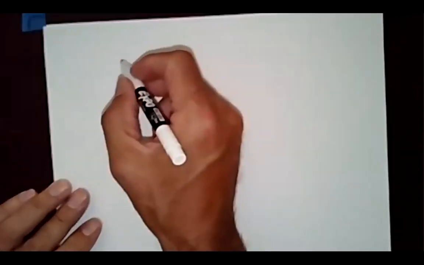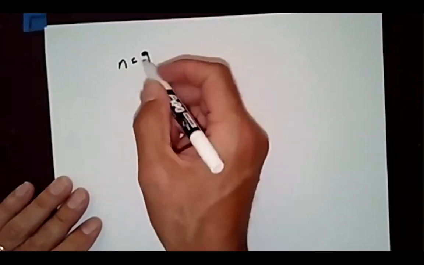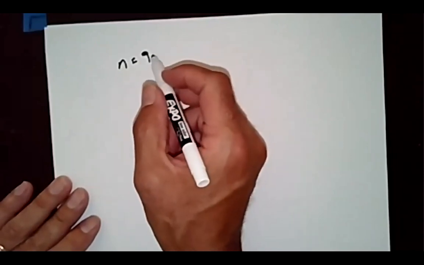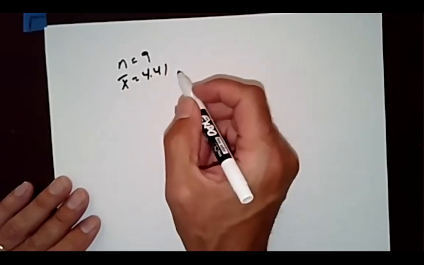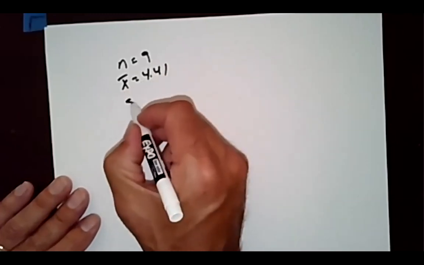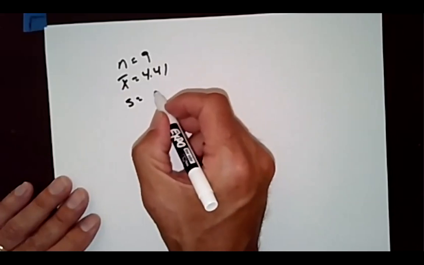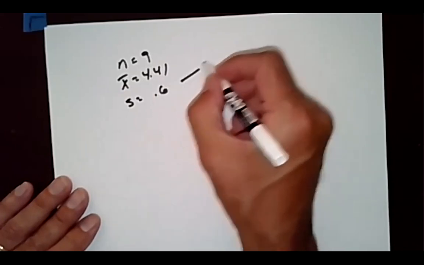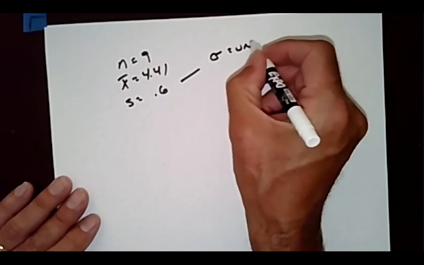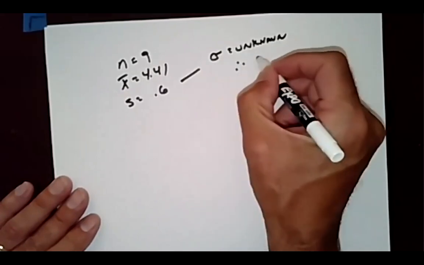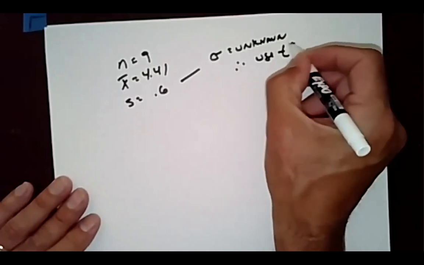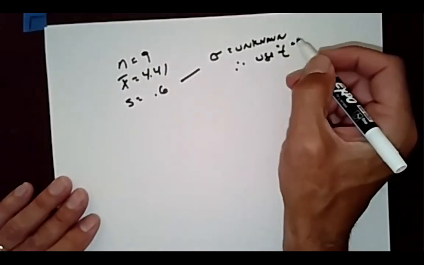So based on this problem, we sampled 9 people. We want to know how they're doing. The x bar is 4.41, we calculated our s, and our s is 0.6. And again, sigma is unknown. Therefore, use the t-curve. Okay?